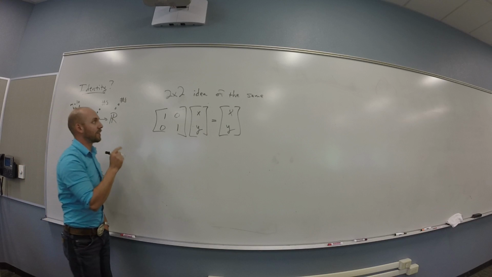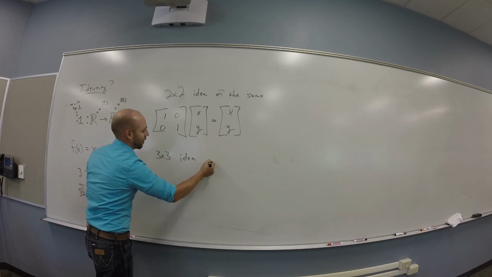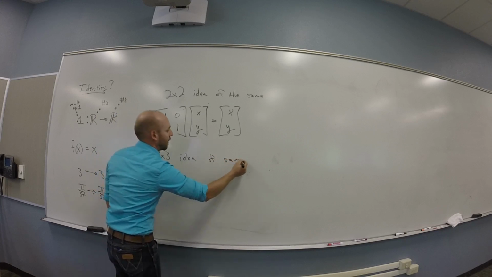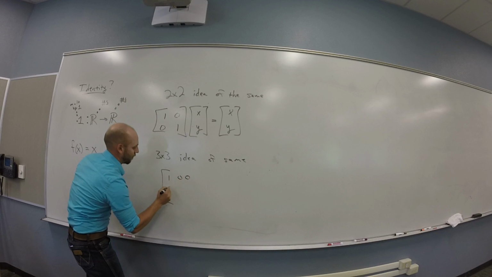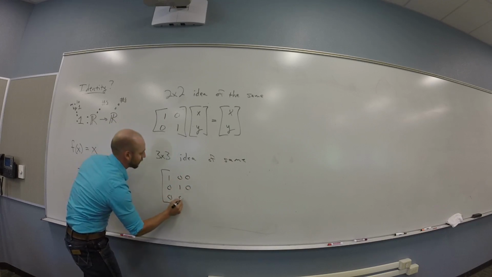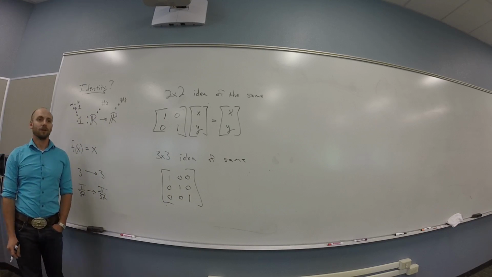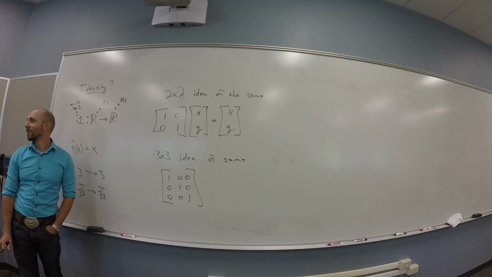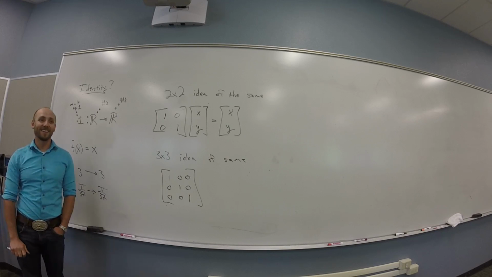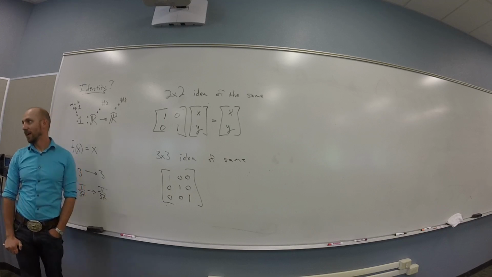Okay. What's the 3 by 3 idea of the same? Would that be 1, 0, 0, 0, 1, 0, 0, 0, 1? Perfect. Good. Check. Can you guys build the next one? Good. I'm not going to write it down either. So you could build the next one, and the next one, and the next one.